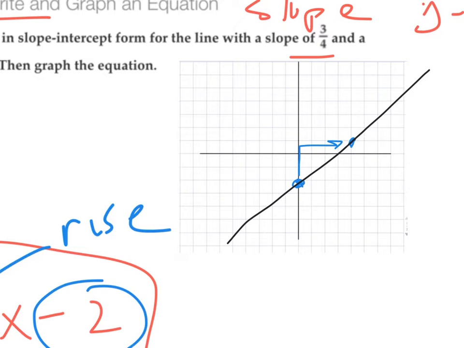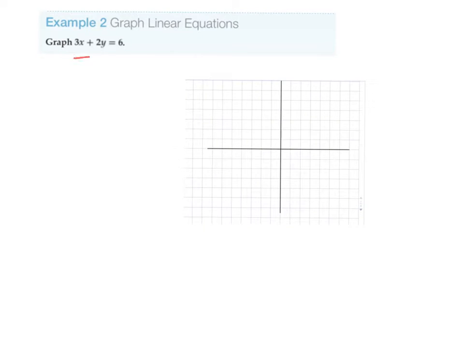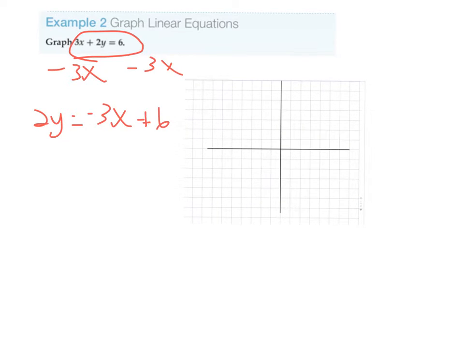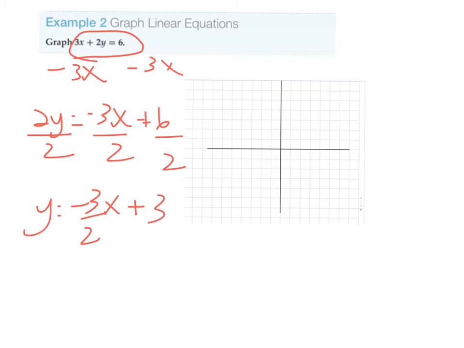And there's my line. So now we have an equation that's not in slope-intercept form. I'm going to get the y by itself, so I'm going to subtract 3x from both sides. And so I have 2y equals -3x plus 6. Then I'm going to divide everything by 2, which gives us -3x plus 3. So there's my slope-intercept form equation.